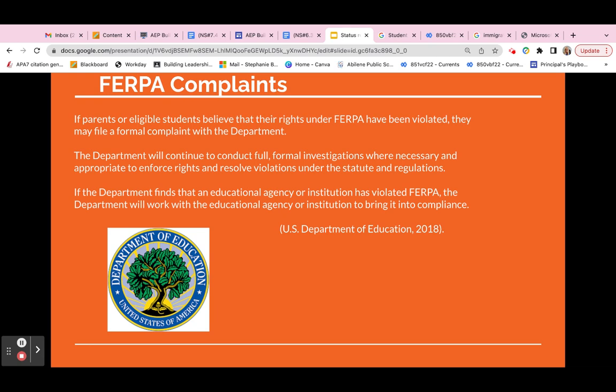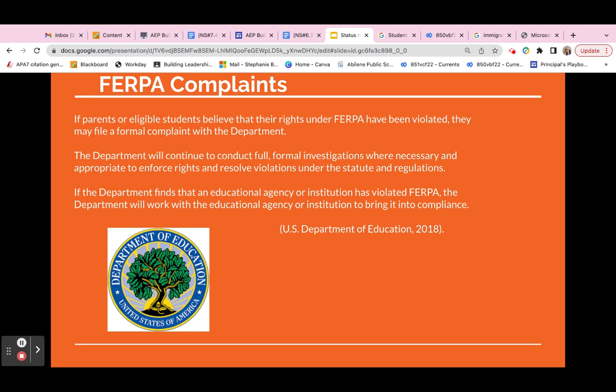Something to remember when working with students and FERPA: if there is a complaint by a parent or student, and they believe that their rights under FERPA have been violated, they may file a formal complaint with the Department of Education. That department will then conduct a full formal investigation where necessary and appropriate to enforce rights and resolve violations under the statute and regulations.